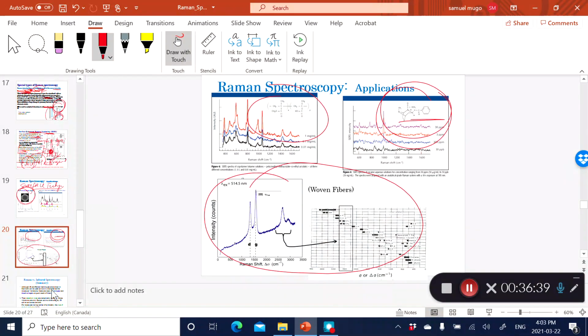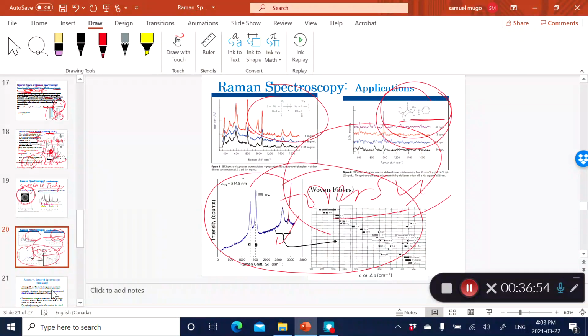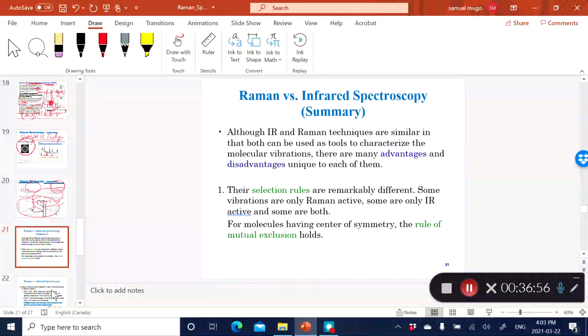You can analyze fibers as well. And as I said, you've got different wave numbers for different functional groups, so you can do fingerprinting of different types of fibers out there. And so for forensic investigation, it tends to be a fairly useful technique that is complementary to the IR.